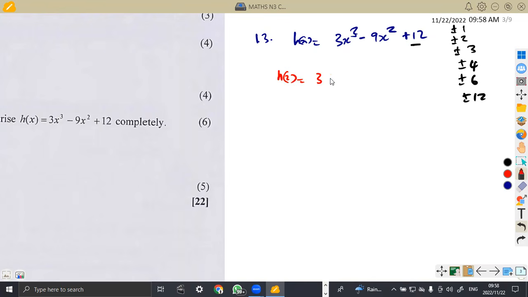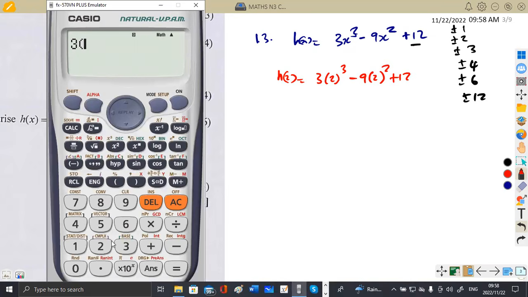Let's see if we substitute 2 in this case. Here we've got 3 into 2 cubed minus 9 into 2 squared plus 12. So by substituting 2, we've got 3 into 2 cubed. Minus 9x squared, which is 2 squared. That's 2 squared is 4 actually.